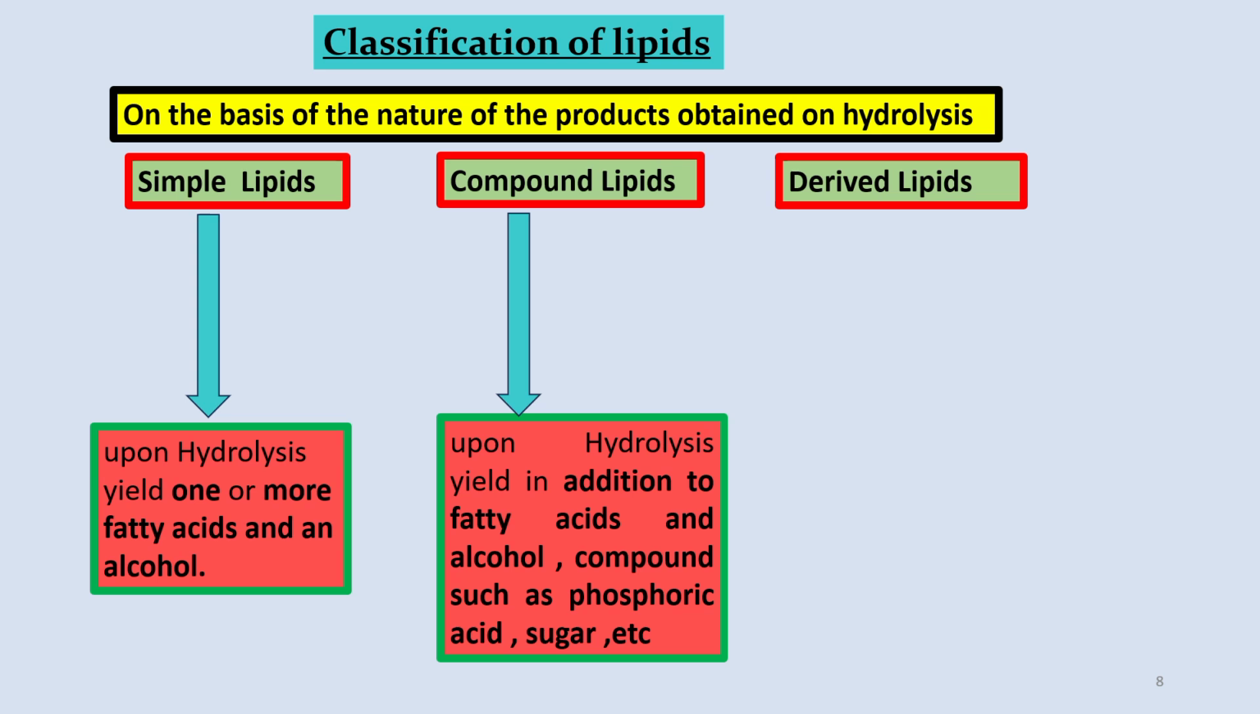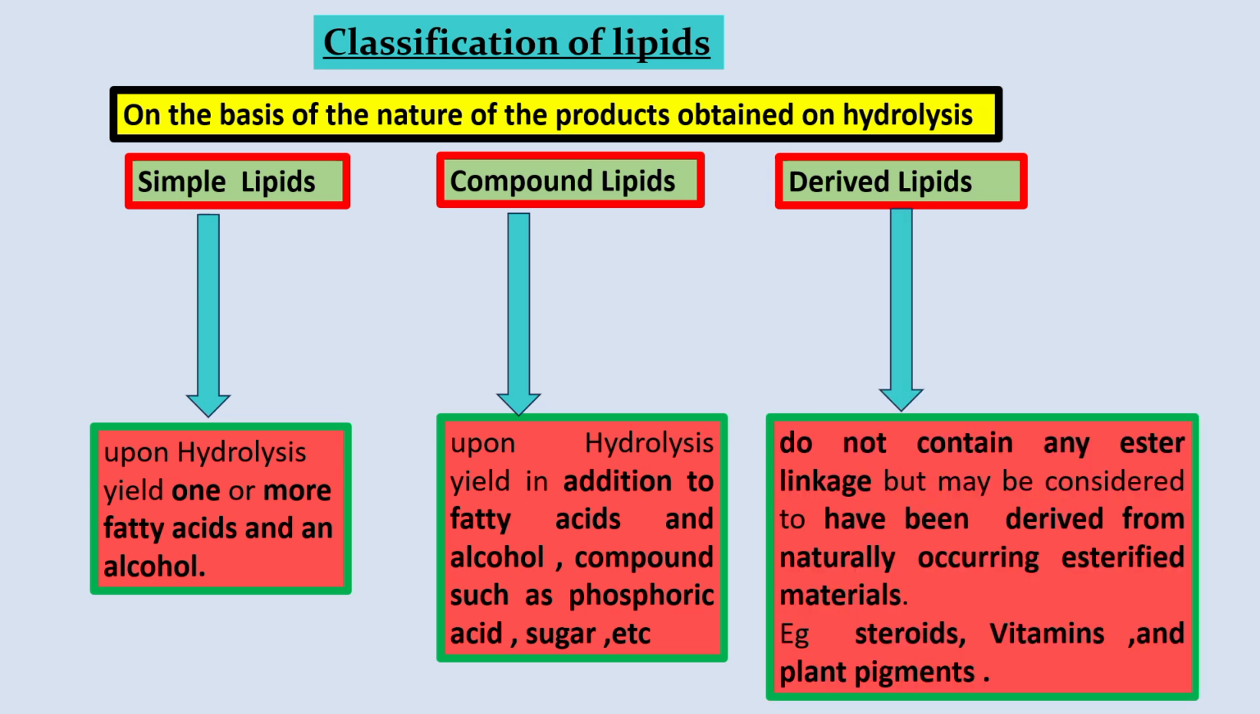So that is compound lipids. Derived lipids, you can see, do not contain an ester linkage, but may be considered to have been derived from naturally occurring esterified materials. Examples: steroids, vitamins, plant pigments. So clearly a student can write this very simple definition and the classification of lipids.